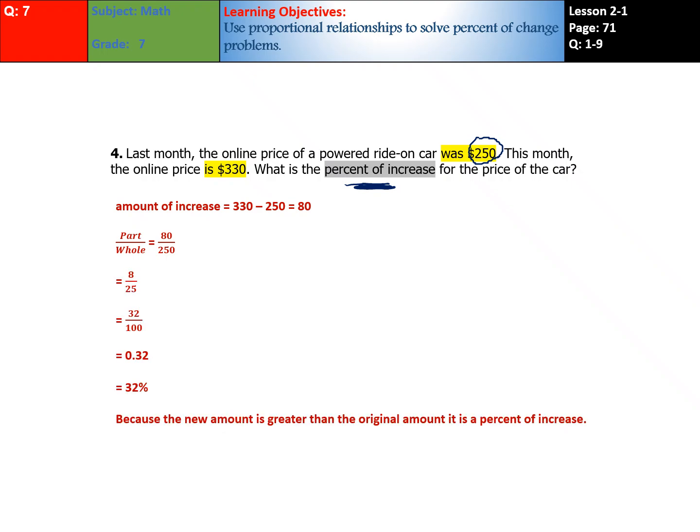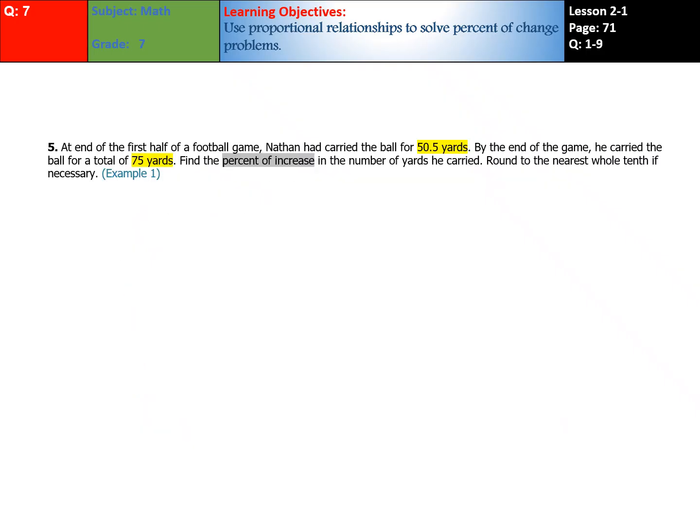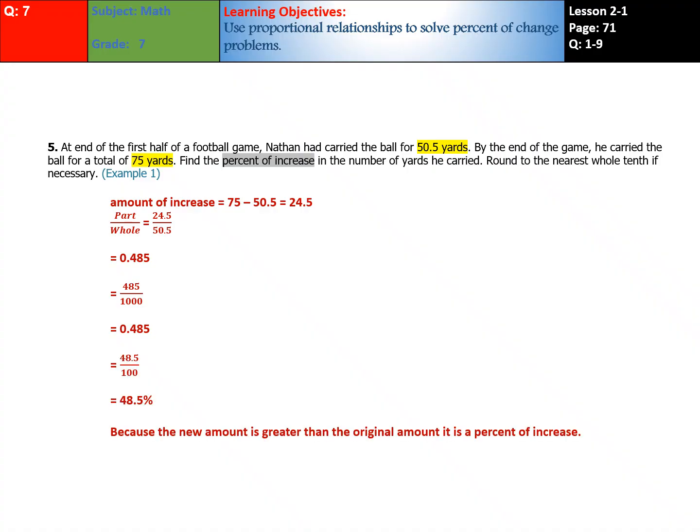This is a continuation of the first 4 questions. I have solved 4 questions with you. So you can go through the same method and work from question number 5 till 10 using the same method. Find the amount of increase or decrease, then convert the denominator to 100 and write it as a percent.